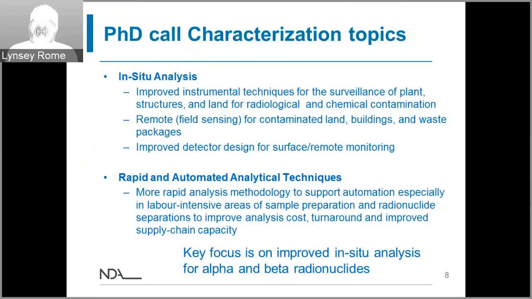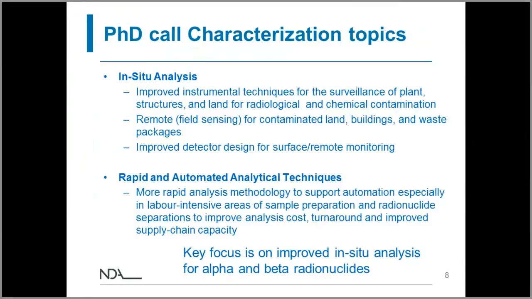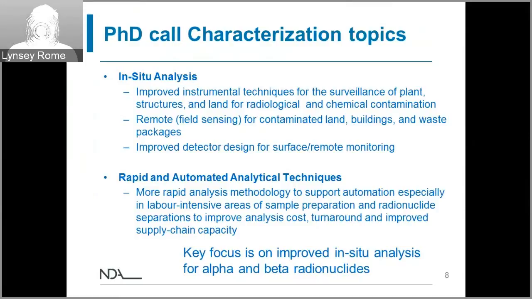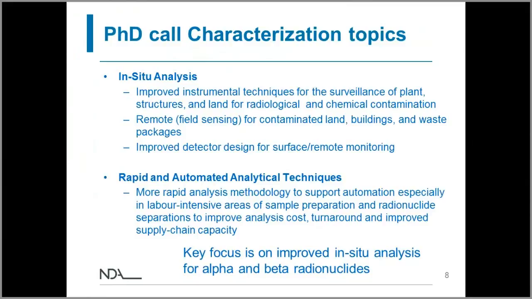Now, with regard to the types of radionuclides, the key focus is on alpha and beta radionuclides. Think soft betas such as tritium, carbon-14, hard betas such as chlorine-36, the usual strontium-90, etc. And the alphas, of course, the actinides, but also including NORM nuclides such as radium-226, lead-210, etc. Next slide.